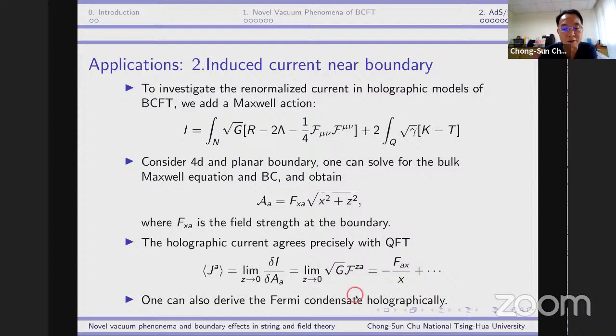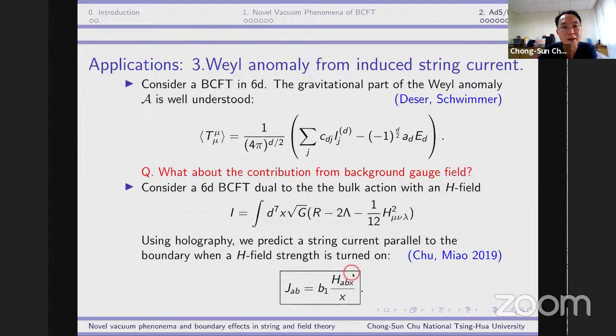Now, there's a bit of application you can do in string theory. The result I just talked about is for four dimensions, so you obtain it already anyway from field theory. So it's nice that we can confirm all those results in holography, in a way to justify the AdS/BCFT. But there's something new you can also obtain in six dimensions.